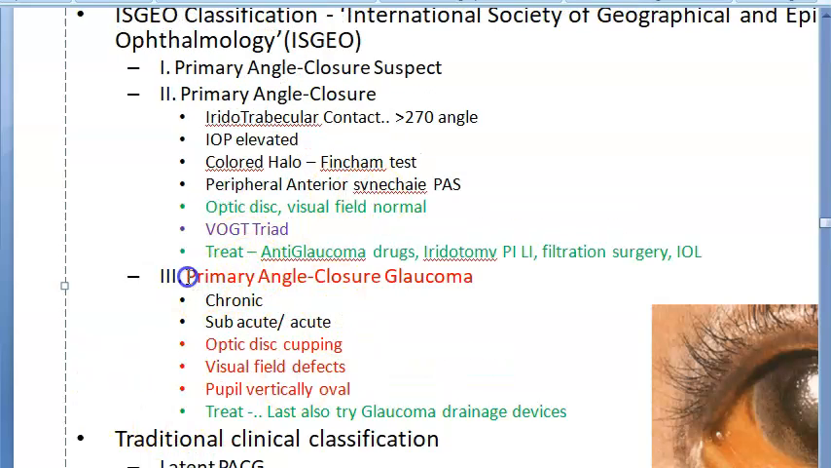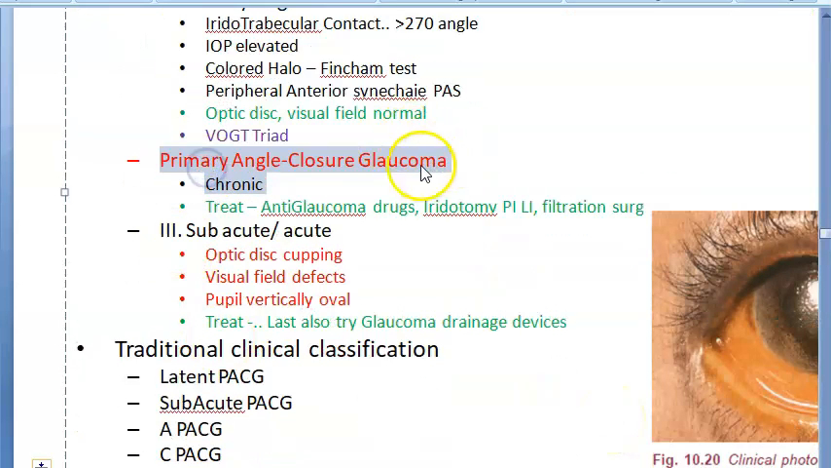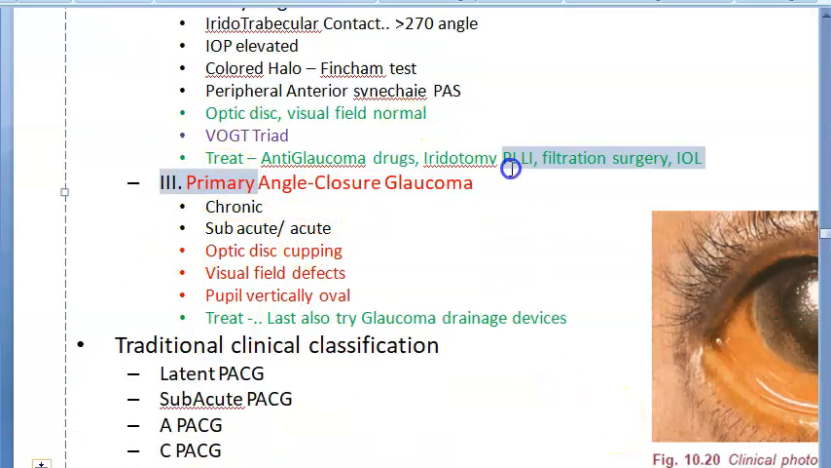Now, what will happen? Finally, this guy will go into glaucoma. If you didn't catch all this and treat, finally he'll go into glaucoma. Now, glaucoma can be chronic angle closure or subacute or acute. Basically, you have to remember these things. This person will go into optic disc cupping, right? The optic disc cupping and visual field defects, very similar to what you have seen in primary open angle glaucoma.